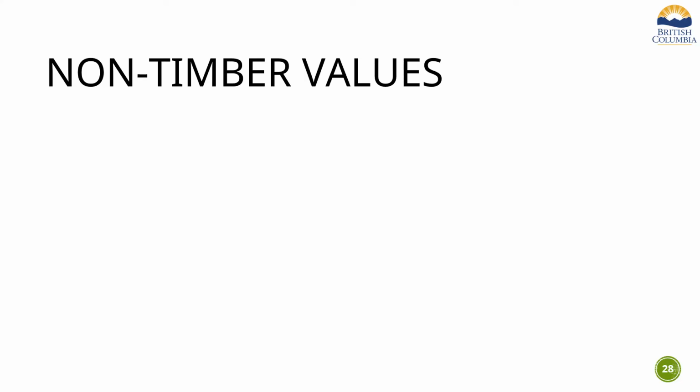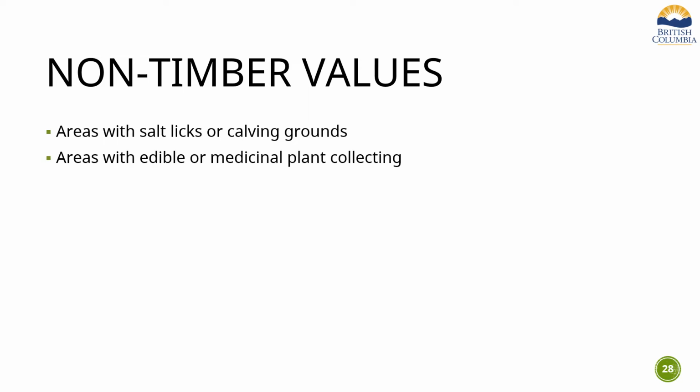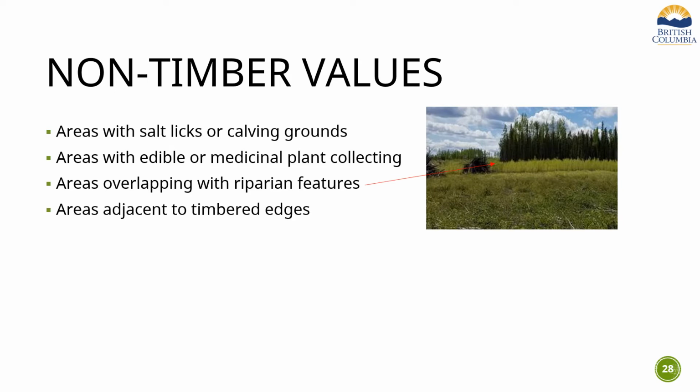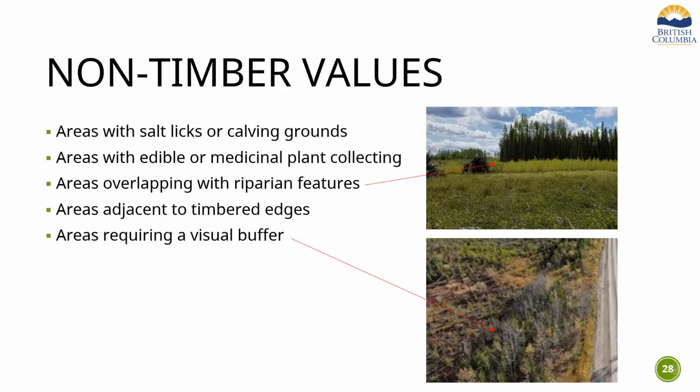So this is when you want to start to consider whether any areas within your cut block have special significance for non-timber objectives. For example, are there salt licks or calving grounds within your block? Are any areas used for edible or medicinal plant collecting? Are there any streams? Are there areas adjacent to timbered edges that are valuable for wildlife forage? Are there areas that could benefit from a visual buffer? And this could be to provide protection for wildlife or to address human visual concerns.